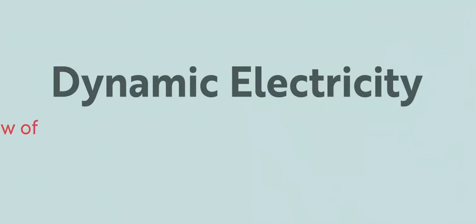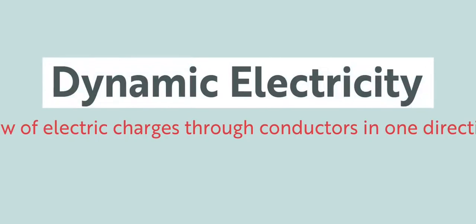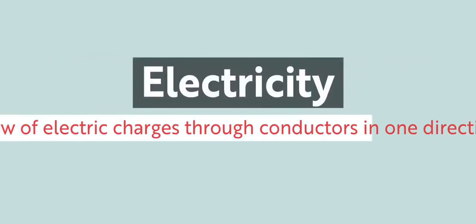So to sum it all up, dynamic electricity is flow of electric charges through conductors like, say, a copper wire. Generally, when we talk about electricity or electric current, we mean dynamic electricity. Hence, we simply say that electricity is nothing but the flow of electric charges through a conductor.